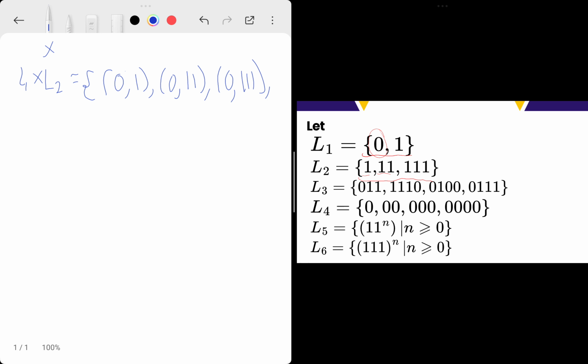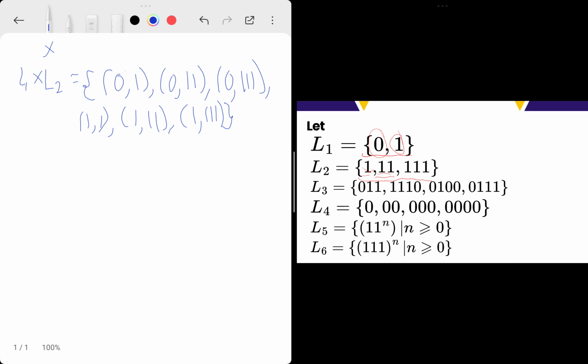Okay, next, ari na punta ni 1. So, 1, unya 1. Then, 1, 1, 1. Then, lastly, 1, 1, 1, 1. Okay? So, mauna na siya ato ang product of L1 and L2.